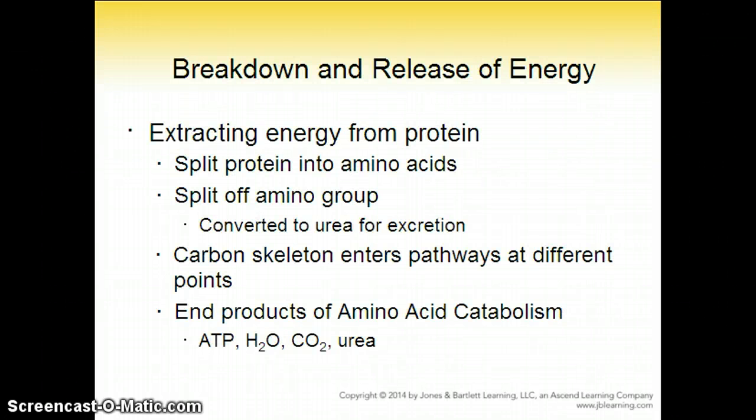The breakdown and release of energy. Extracting energy from proteins. The carbon skeleton enters the pathway at different points. To extract energy from amino acids, first it is deaminated. The amino group is removed. Depending on the structure of the remaining carbon skeleton, it enters the catabolic pathway as pyruvate, acetyl-CoA, or a citric acid cycle intermediate. The citric acid cycle and the electron transport chain complete the production of ATP.